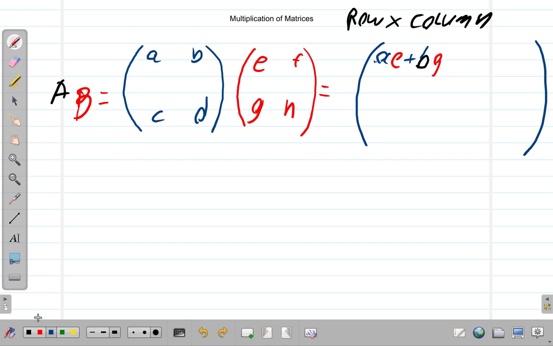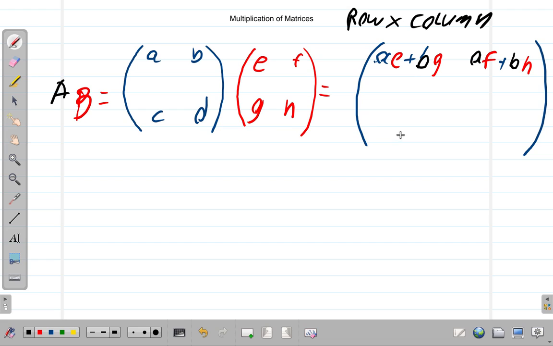So row 1, it will be the first element in row 1, A, times the first element in column 2, F, plus, the firsts are multiplied, the seconds now. Second in row 1, B, times the second in column 2. Remember, it's row 1 by column 2. Second in column 2, H. Because H is the second in column 2. You see that?